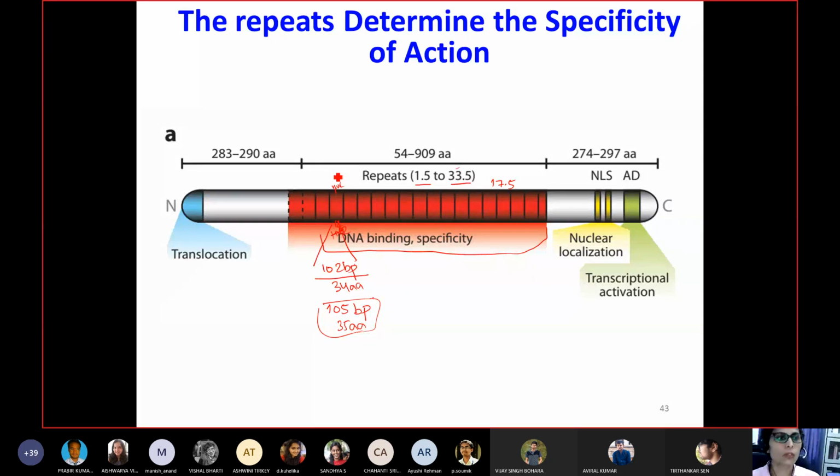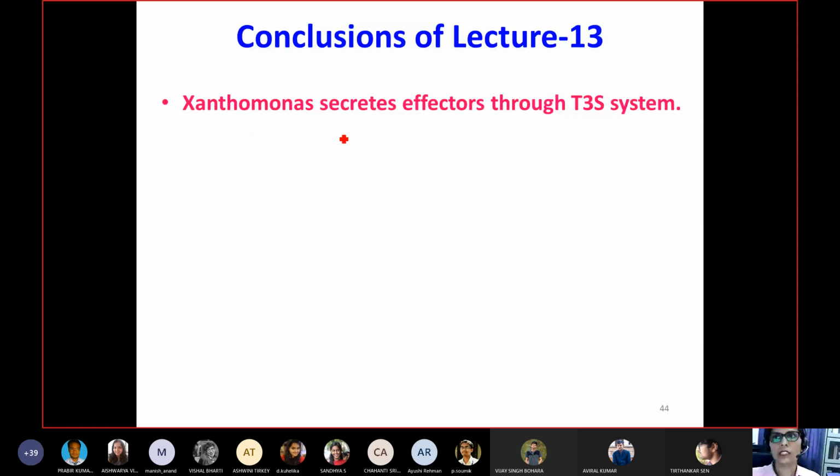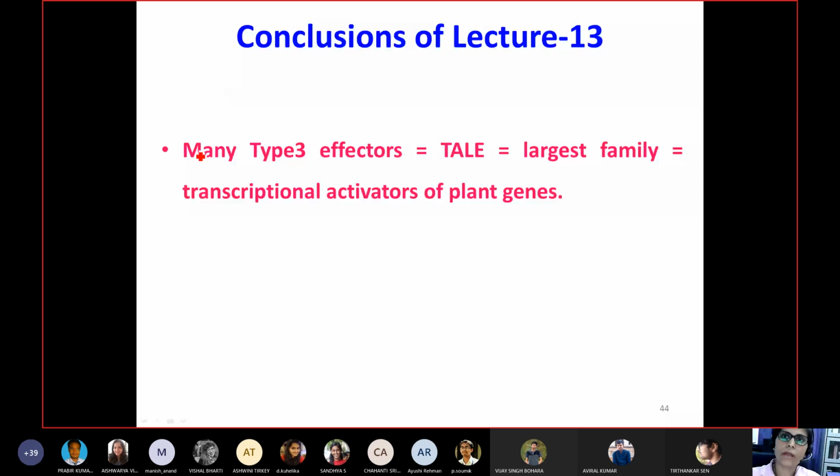Okay, so far what we have seen, I will make a summary of it. In TALEs, Xanthomonas secretes this effector through a type III secretion system, which is very much conserved in bacteria because it injects the effector directly into the plant system. After injection, we know there are many different kinds of effectors, of which TAL is the largest family, that means transcription activators of plant genes.